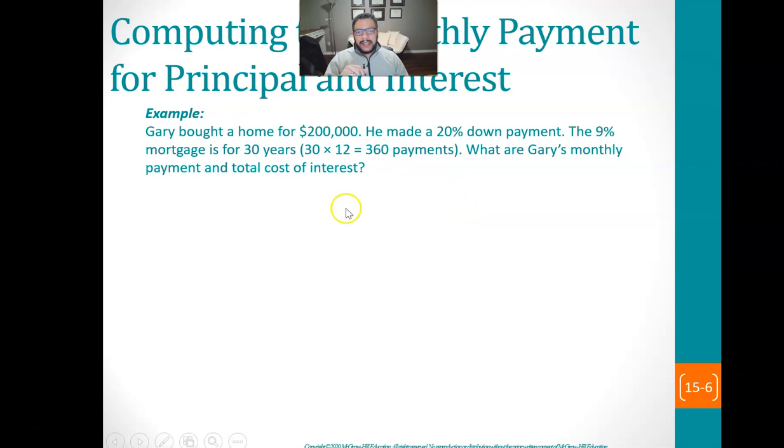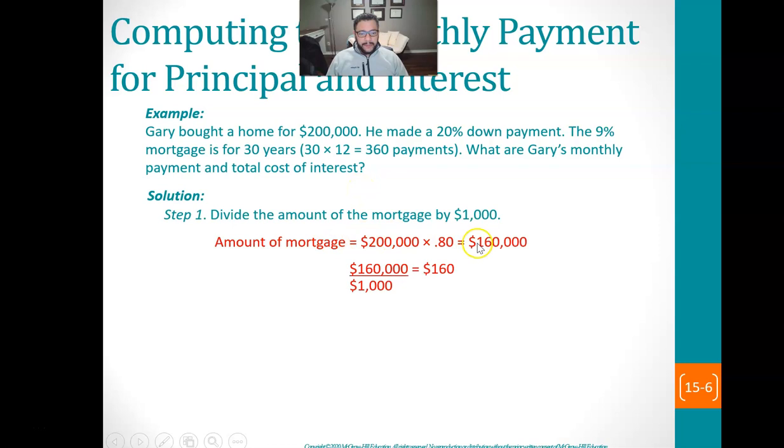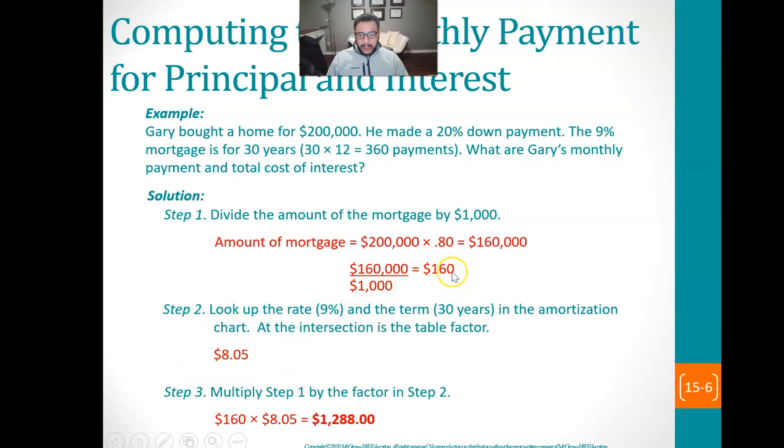So what you do is, this is doing all the stuff we just did. So 80%, this is the amount that he is financing, right? After the 20% down payment. So he's only financing 160,000. Divide that by 1,000, you get 160. Go to the chart, it's 805. Multiply 160 times 805 and you get 1288. That is the amortized payment. That's principal and interest, okay?